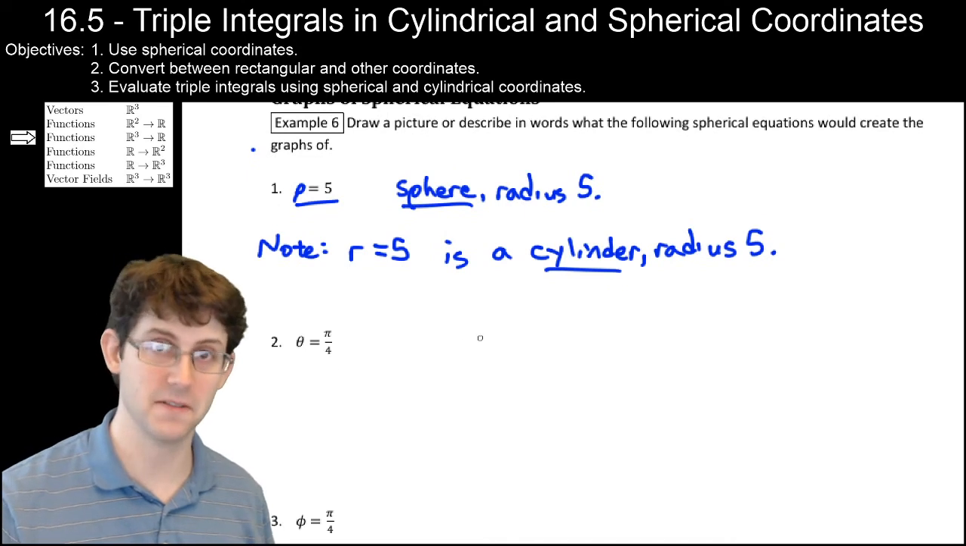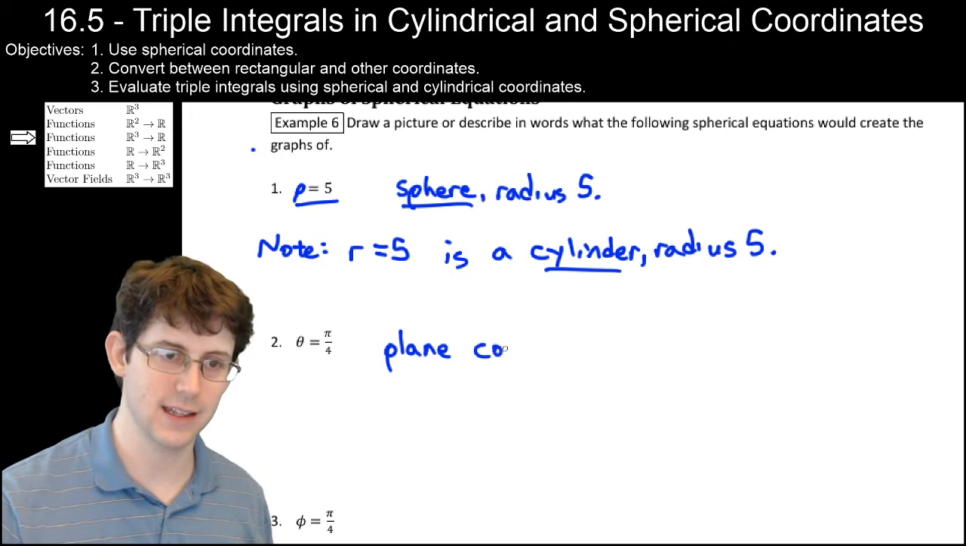Okay, theta equals pi over 4. We did this before with theta equals pi over 3. This is a plane containing the z-axis.